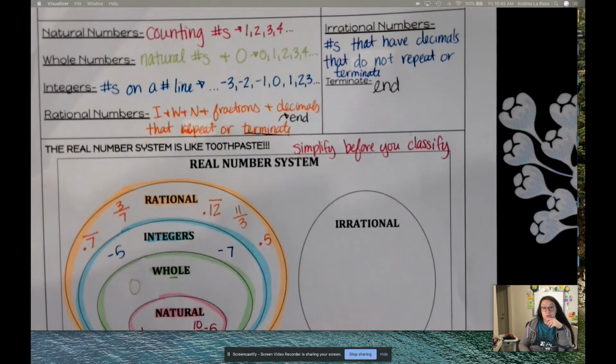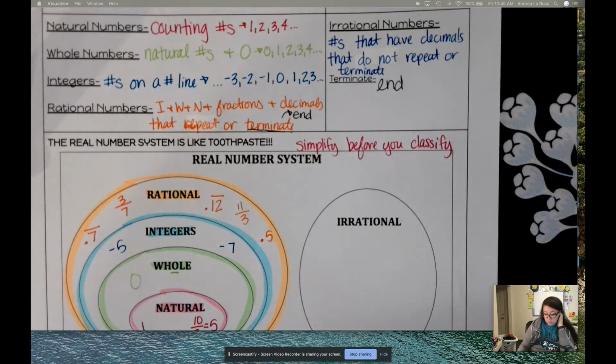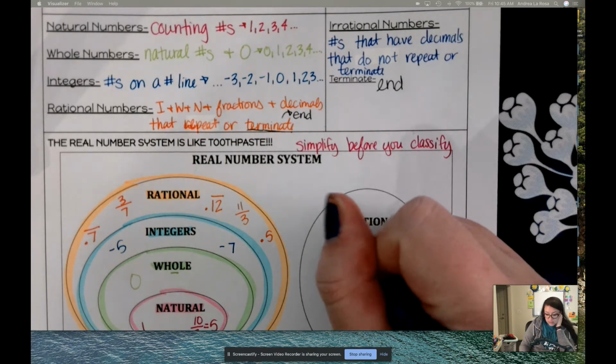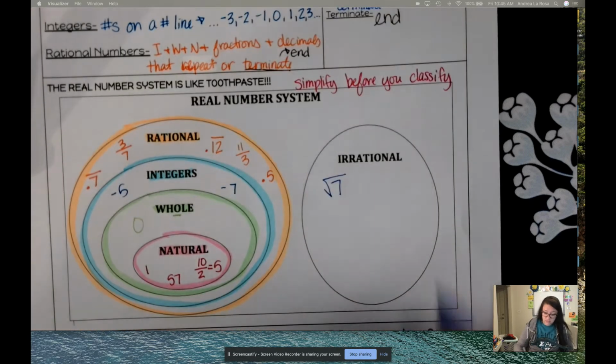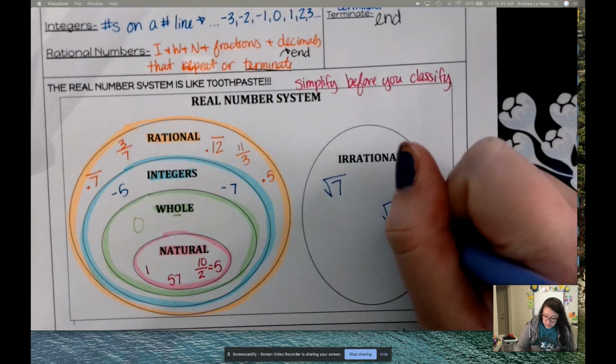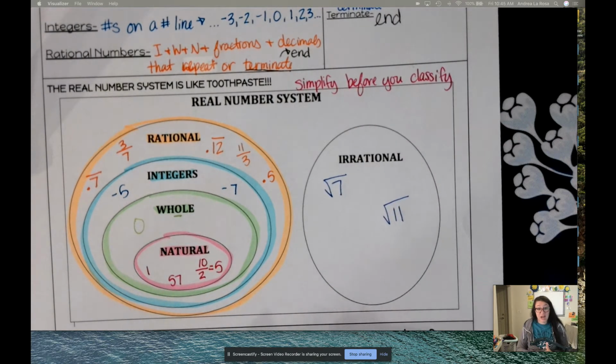So some examples of irrational numbers that you've already seen before would be like the square root of 7. I know it's between 2 and 3, but that decimal just keeps on going and going and going. It does not end. It does not terminate. It does not repeat. It's just a really ugly number. If I have the square root of 11, that number does not repeat and does not terminate. It just keeps on going and going. It's really ugly.